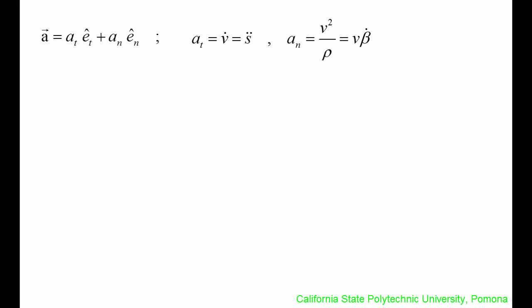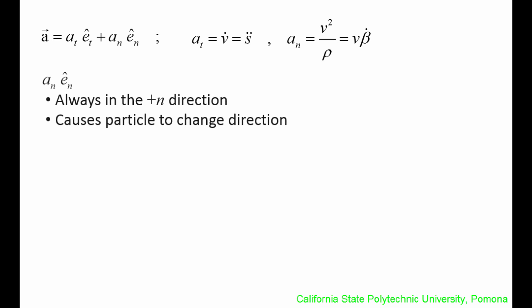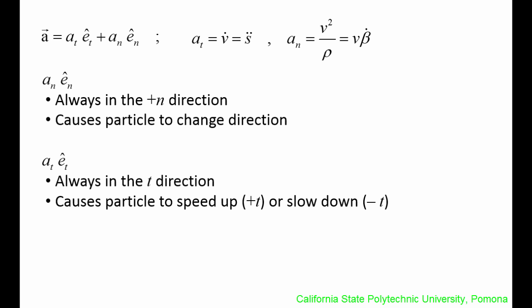A closer analysis of the two components gives insight into how they change a particle's motion. V squared over rho will always be greater than 0, so a sub n will always be greater than 0 as well. This means that the normal component of the acceleration will always point in the positive n direction. Since the n direction is normal to the path, a sub n causes the particle to change course, just like a steering wheel. V dot can be either positive or negative, so the tangential component of the acceleration can be positive or negative as well.